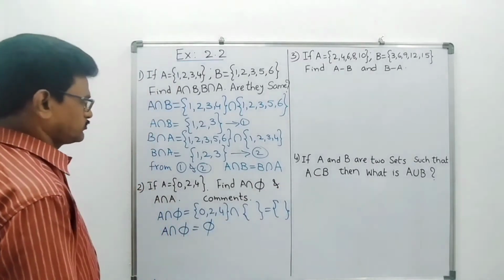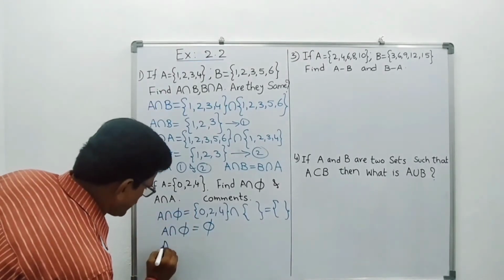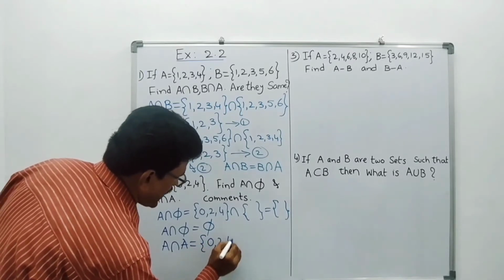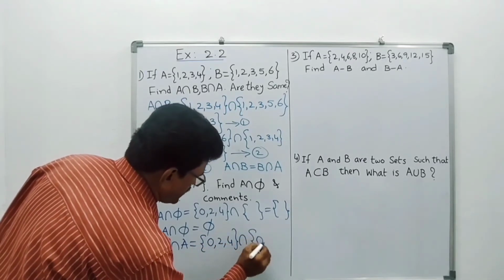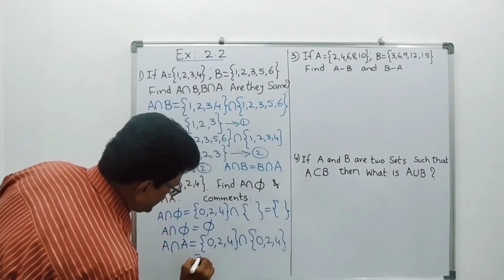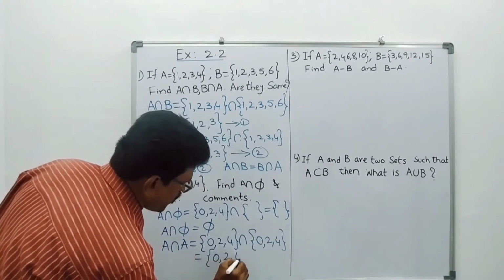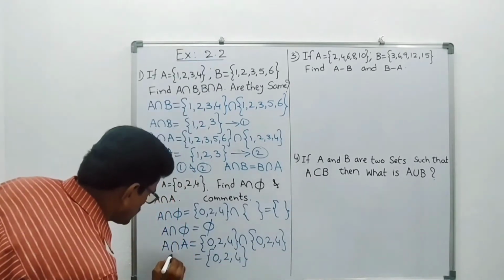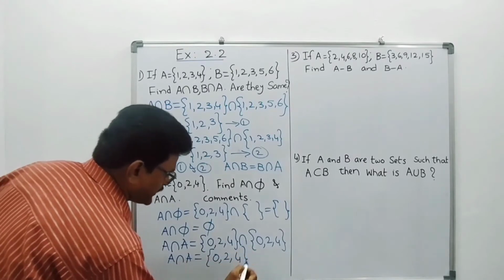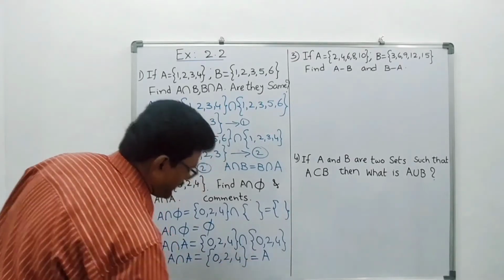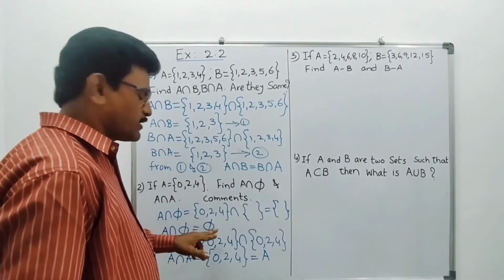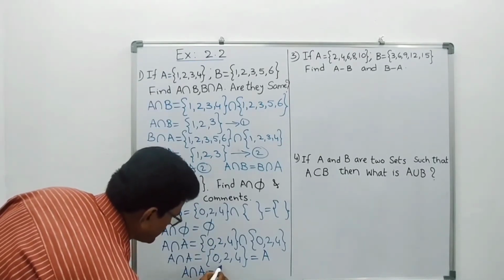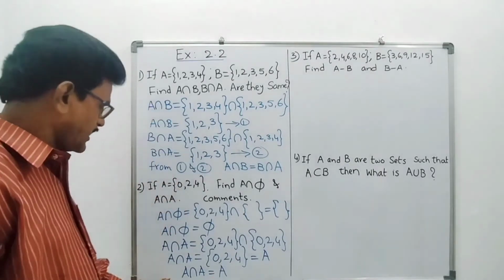Okay? Now, A intersection A. A intersection A means we have to write elements of A. Again, intersection, same elements 0 to 4. Now what are we getting? 0 to 4. Intersection part 0 to 4. They are repeating here also. So A intersection A, we are getting 0 to 4, that is nothing but A. So A intersection phi we are getting phi. Similarly, A intersection A, we are getting the same set A. These are the comments.